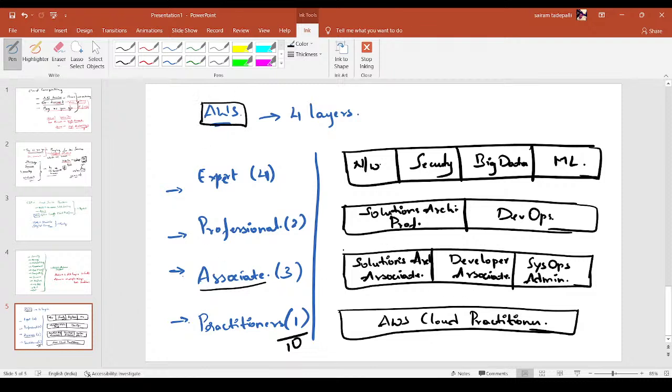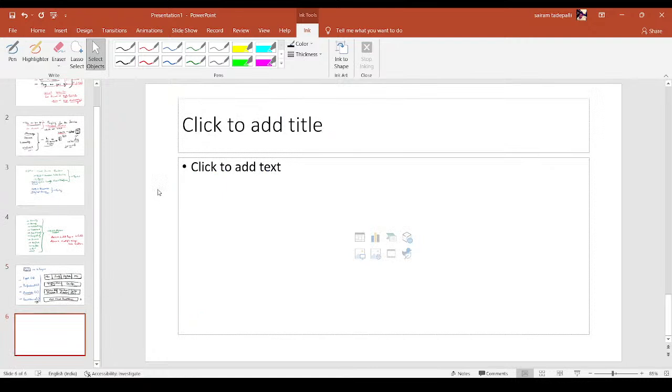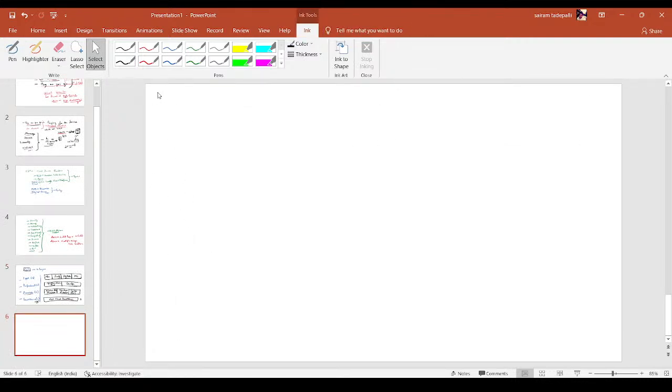Okay, so let's understand what is the first thing you need to go through in AWS certifications. First and foremost thing, obviously, is AWS Cloud Practitioner. Let me go to a new slide so that we can get a clear picture. So in this one, Cloud Practitioner.